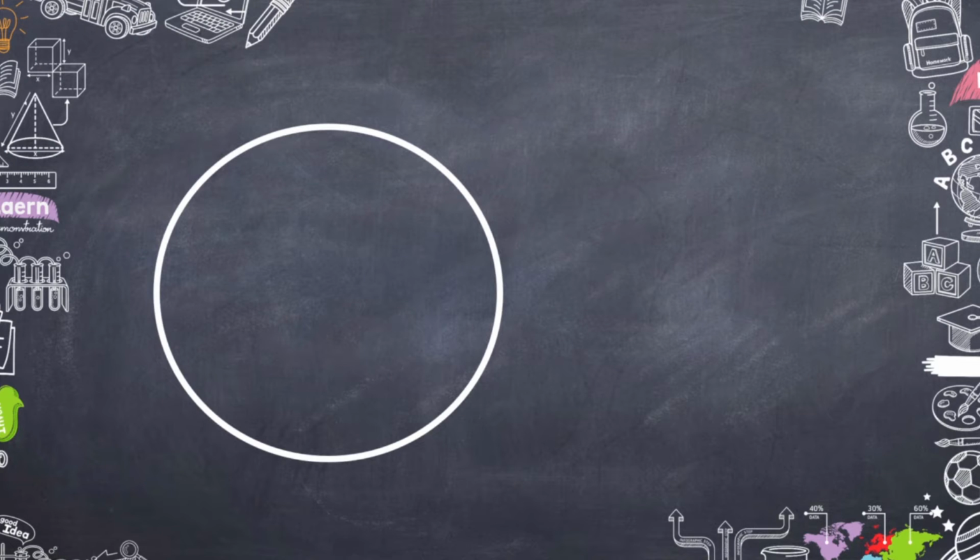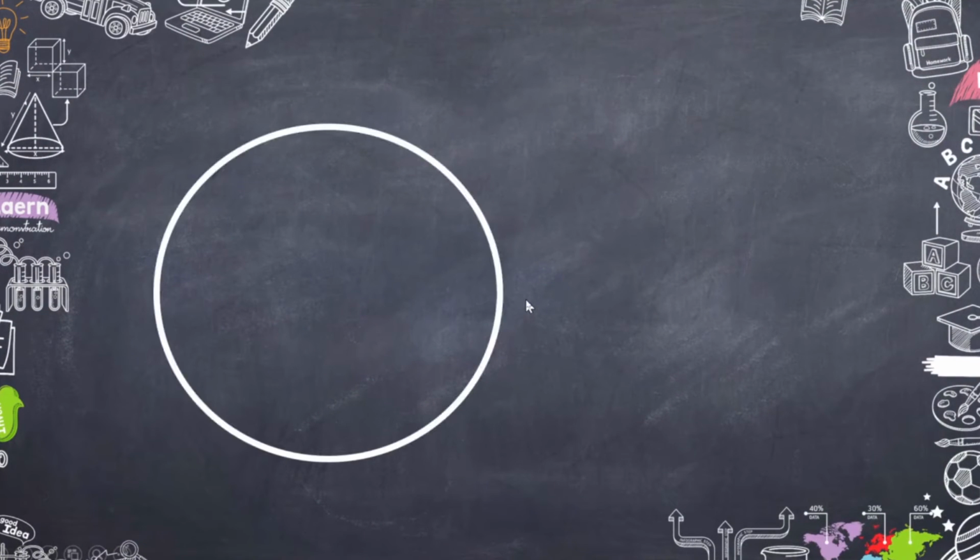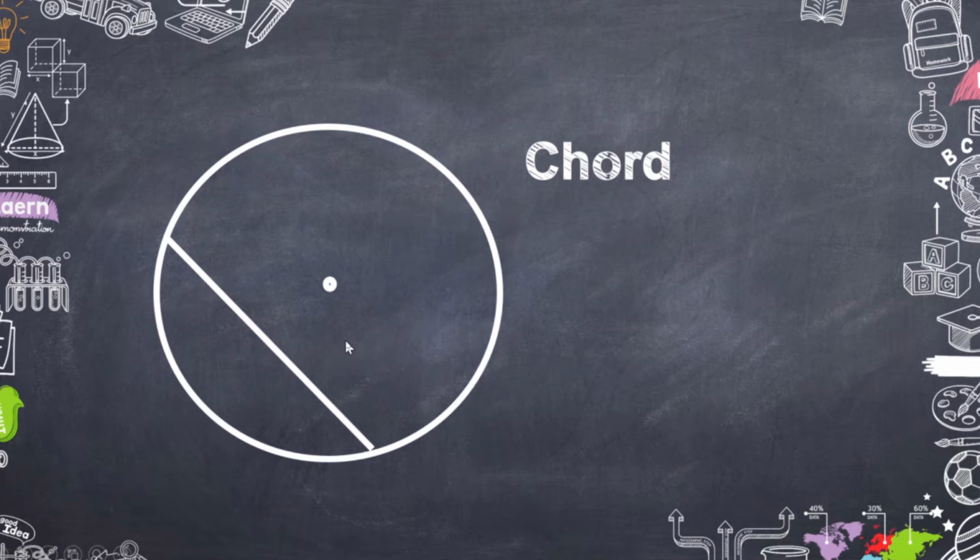Next, there's a straight line from a point of the circle passing through the center of the circle and ending at the other point of the circle. We call it the diameter. Next, there's a line where one point touches the circumference and ends at another point of the circumference. We call it a chord.